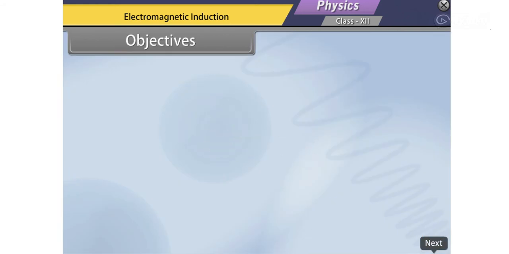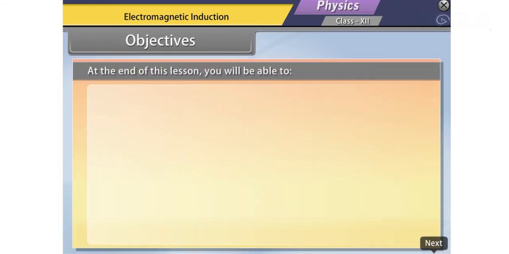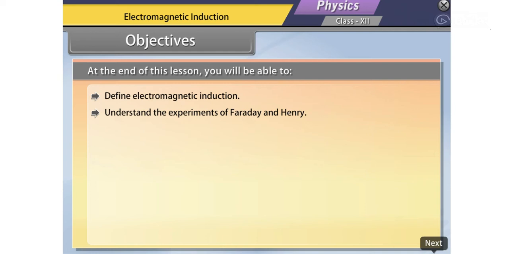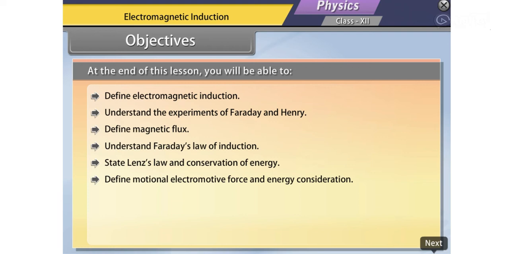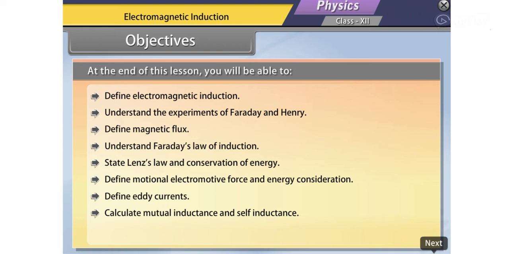Objectives. At the end of this lesson, you'll be able to define electromagnetic induction, understand the experiments of Faraday and Henry, define magnetic flux, understand Faraday's law of induction, state Lenz's law and conservation of energy, define motional electromotive force and energy consideration, define eddy currents, calculate mutual inductance and self-inductance, and describe the AC generator.